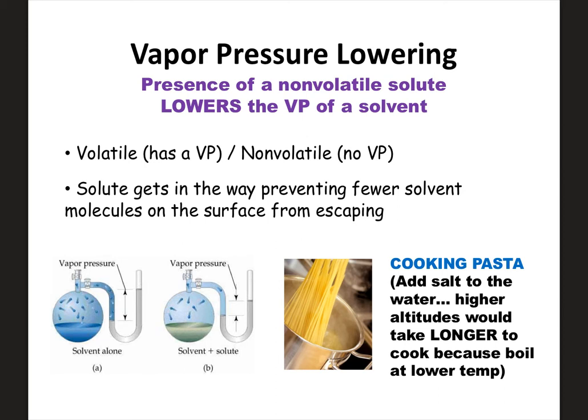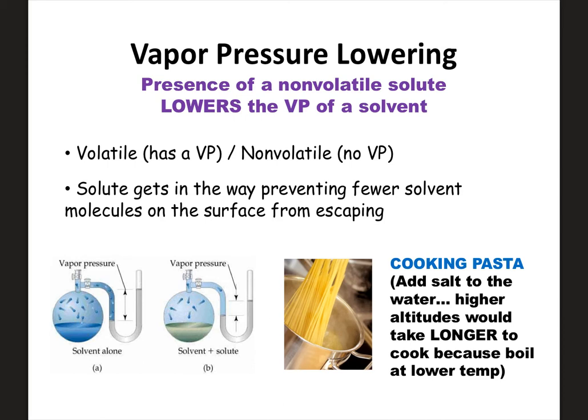Just to reiterate, volatile means that a particular substance has a vapor pressure. It can leave the liquid phase relatively easily and form a gas, creating a vapor pressure. A non-volatile substance would have no vapor pressure. Basically, the IMFs are too strong, and the substance can't leave the liquid phase as easily to form the gas to create the vapor pressure.